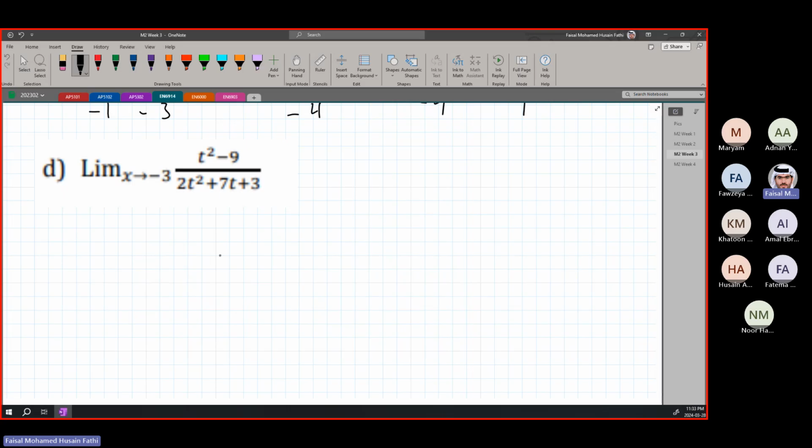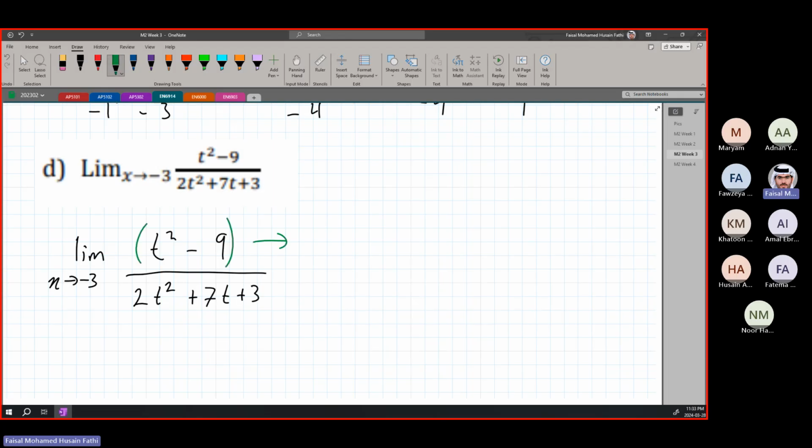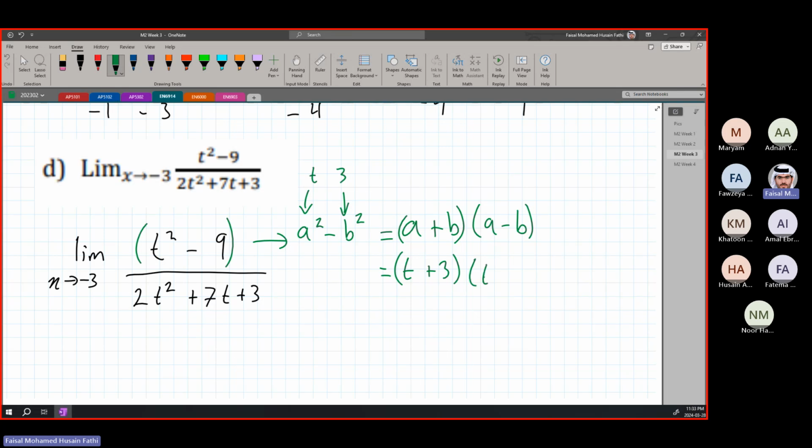Okay, so we have the limit here, as x goes to minus 3 or tends to minus 3, of t squared minus 9 over 2t squared plus 7t plus 3. Let's do the top part. So the top part is in the form of a squared minus b squared, where our a is t and our b is 3, because 3 squared is equal to 9. So this is equal to a plus b times a minus b. In other words, our a is t, so t plus 3 times t minus 3.